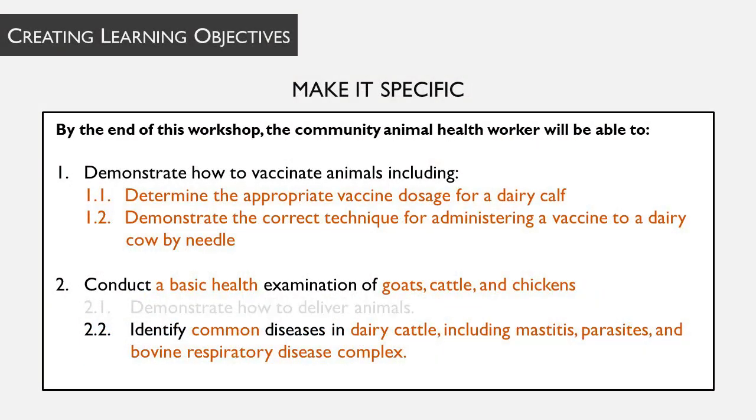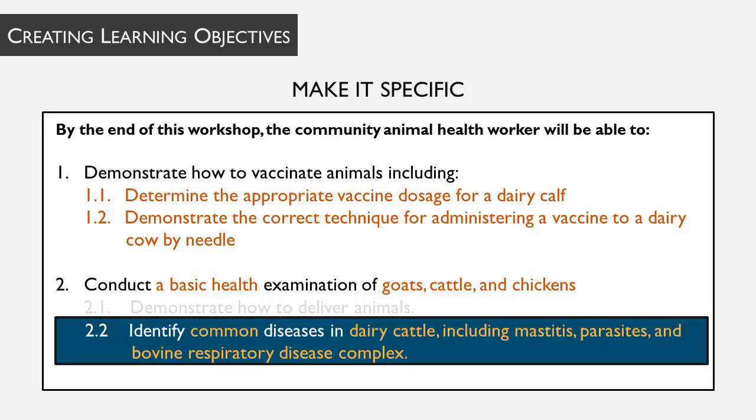And finally, we make sure it is specific, perhaps by adding necessary detail. For example, in the last slide, Objective 2.2 was, the community animal health worker will be able to identify diseases. Now we make it more specific, attainable, and time-bound. For example, by the end of this workshop, the community animal health worker will be able to identify common diseases in dairy cattle, including mastitis, parasites, and bovine respiratory disease complex.